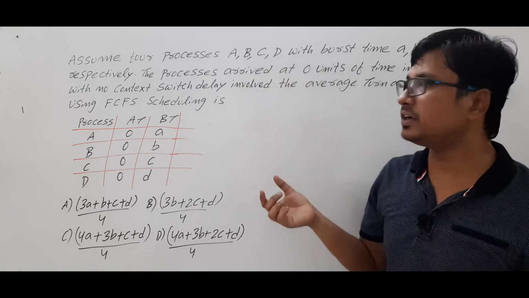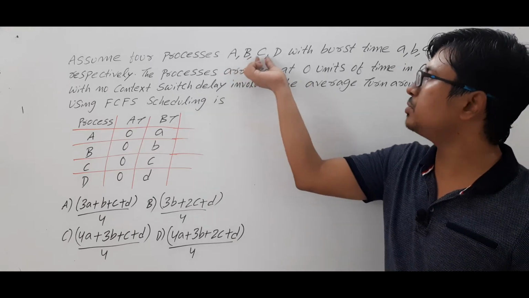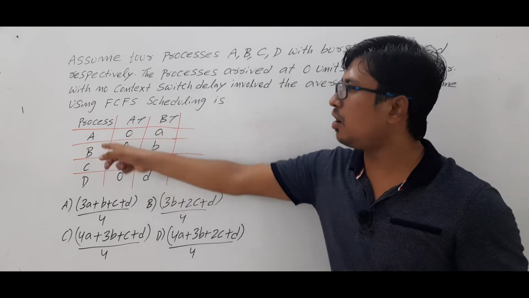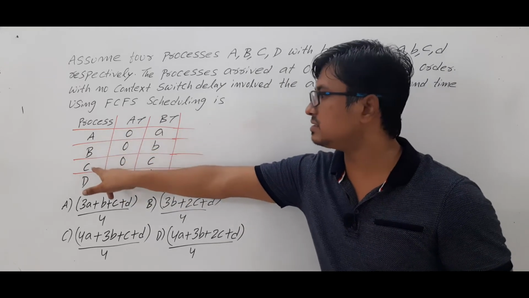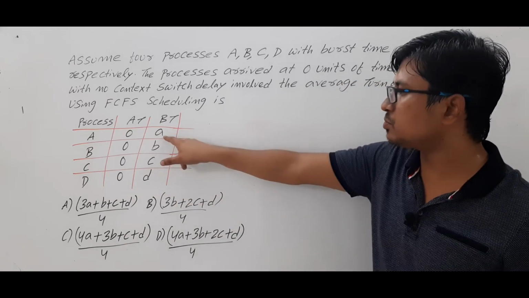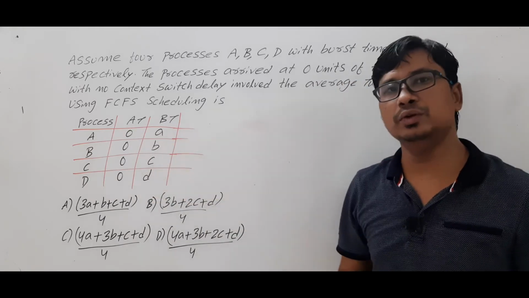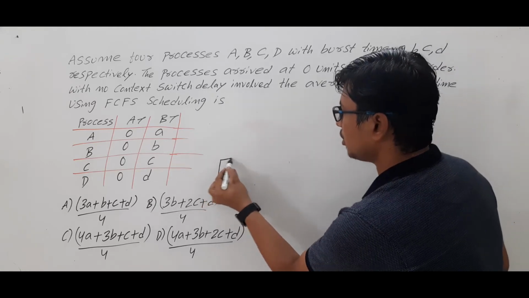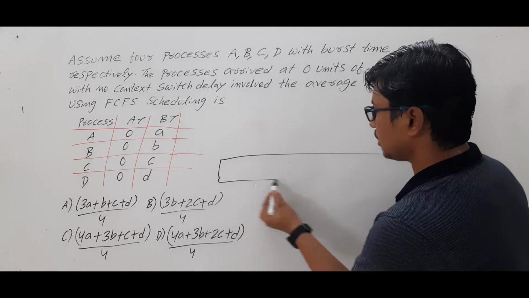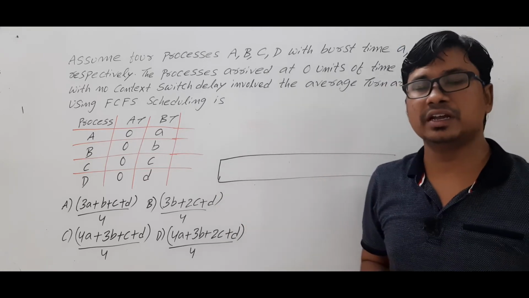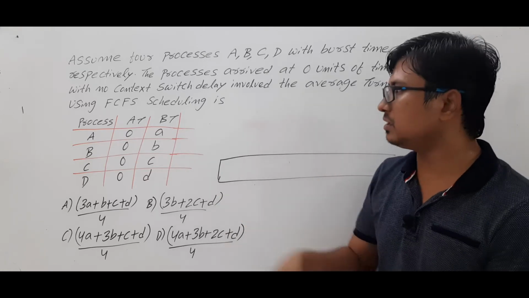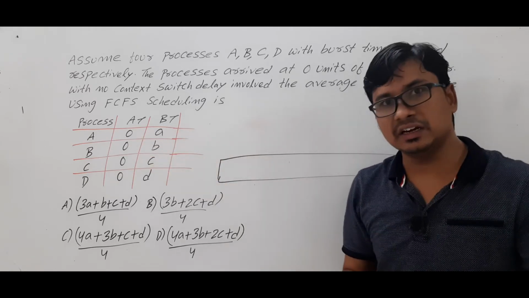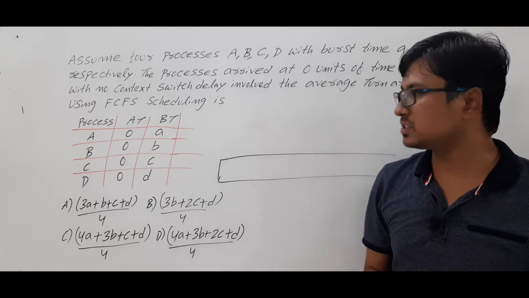If you look at each point in the question, process A, process B, process C, process D have arrived at 0 units of time and the order of arrival is A, B, C, D. And the burst times are small a, small b, small c, small d units of time. Now we need to draw the Gantt chart to compute the average turnaround time. So to find the average turnaround time, first we need to compute the completion time of each process, then turnaround time, then the average turnaround time.